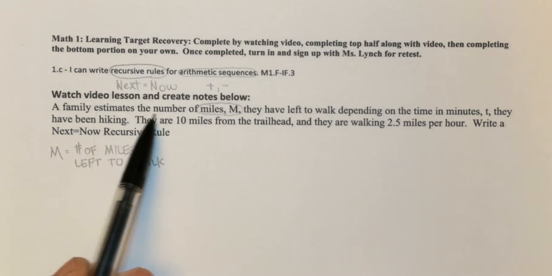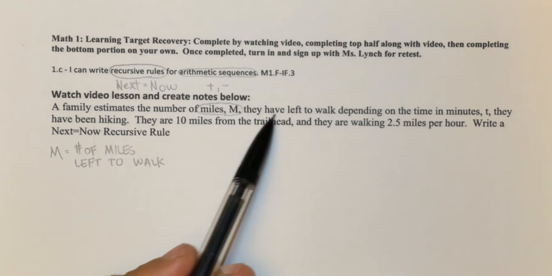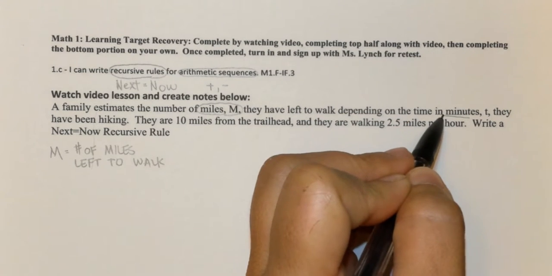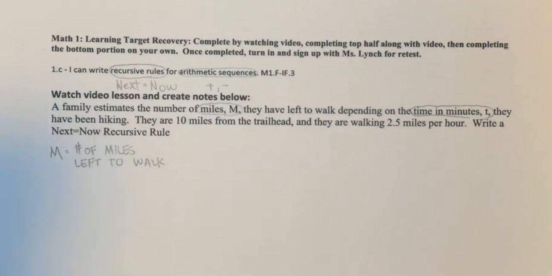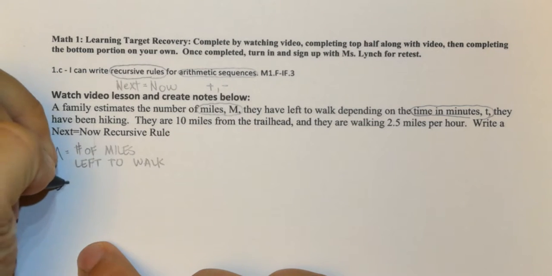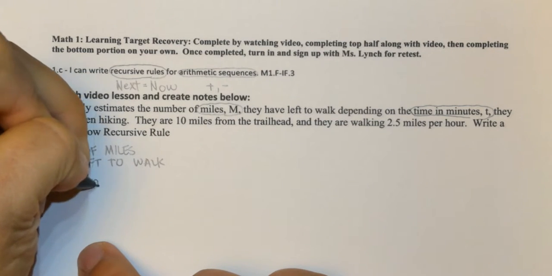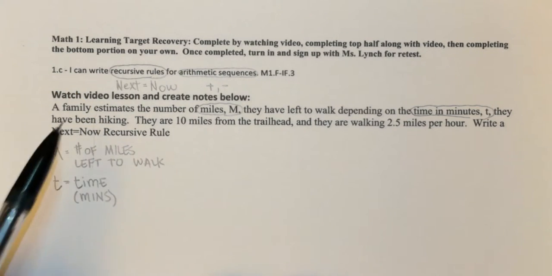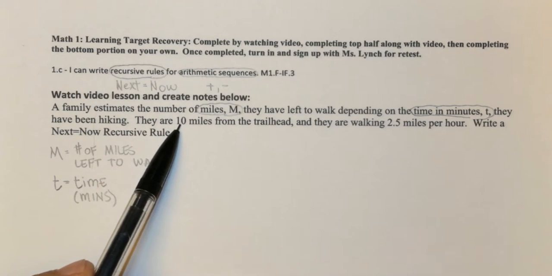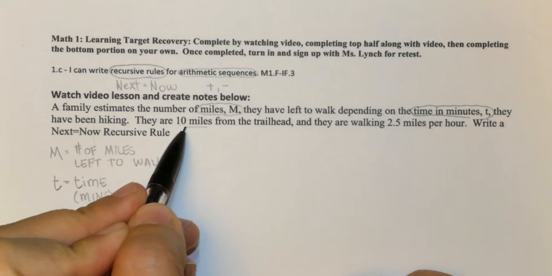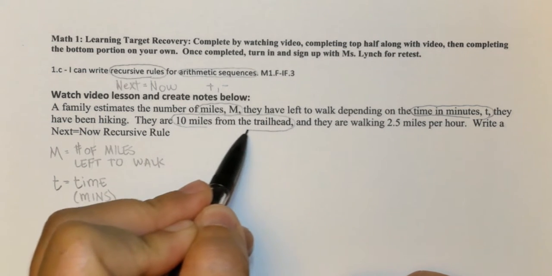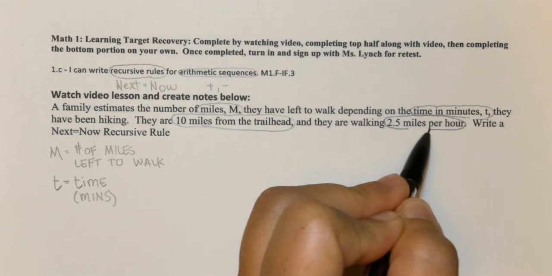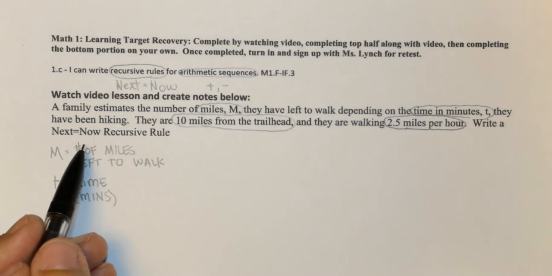So a family estimates the number of miles, M, they have left to walk is depending on the time in minutes they have been walking. So I'm going to write here, T is standing for time in minutes. They are 10 miles from the trailhead, and they are walking 2.5 miles per hour. Write a next equals now recursive rule.